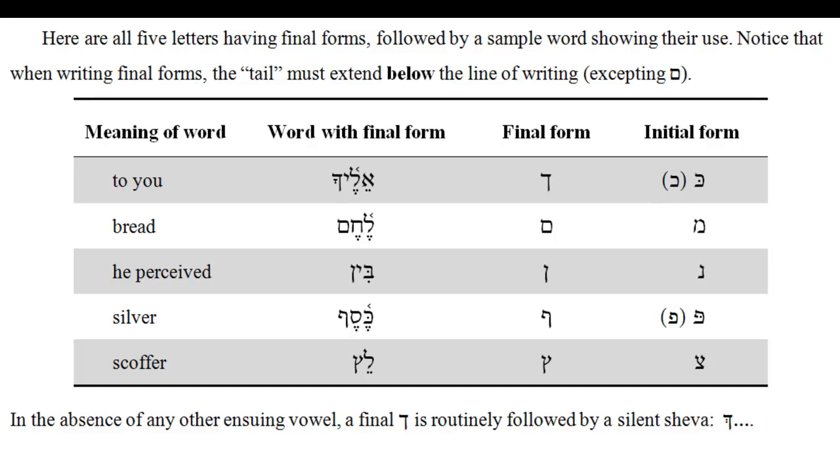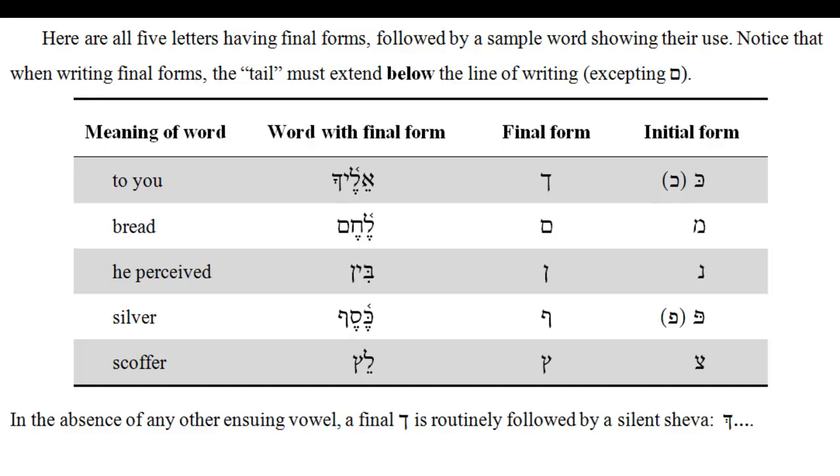There is no change in pronunciation when you encounter a final form. It's simply a calligraphic variation. The first consonant having a final form is Kaf, and as has been observed earlier, the final form consists of only two strokes, with the vertical stroke extending below the line of writing. One word showing an example of use of the final Kaf, or the Kaf Sofit, is displayed for you.